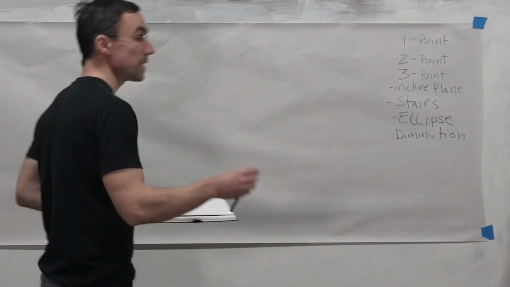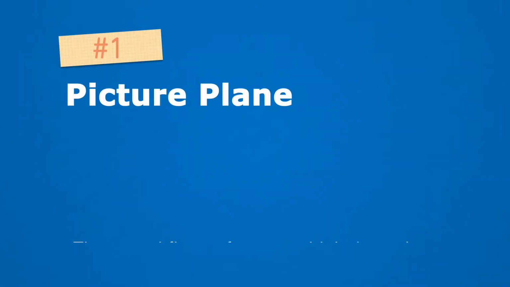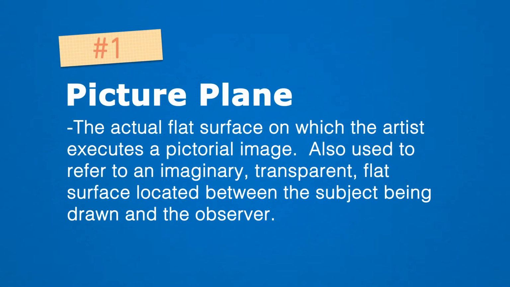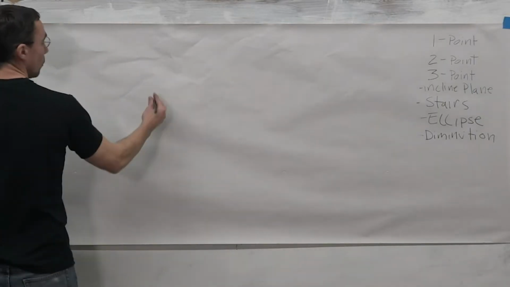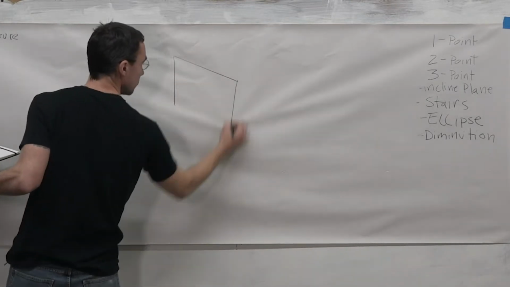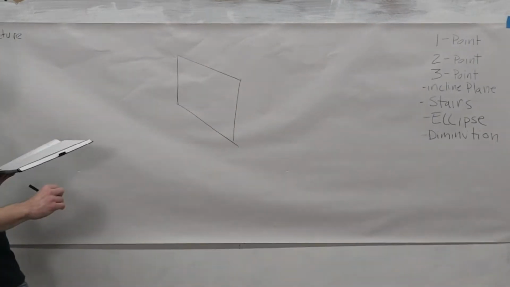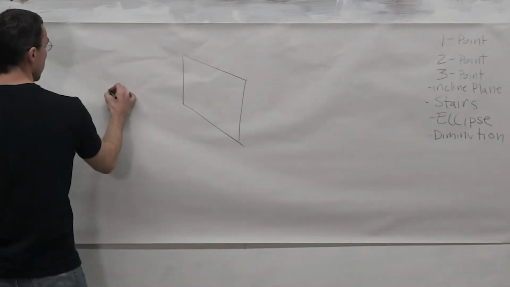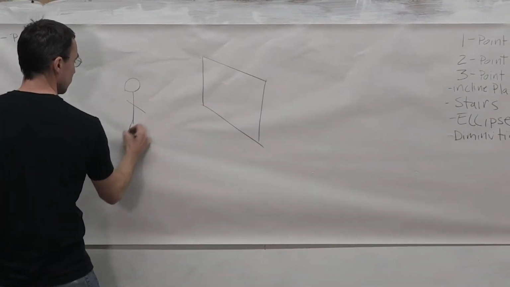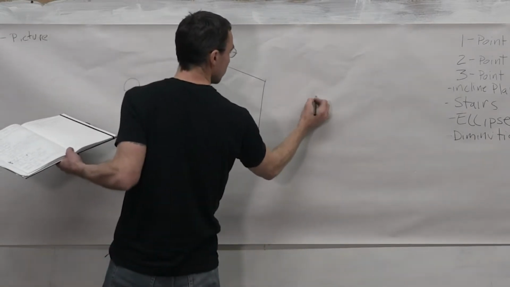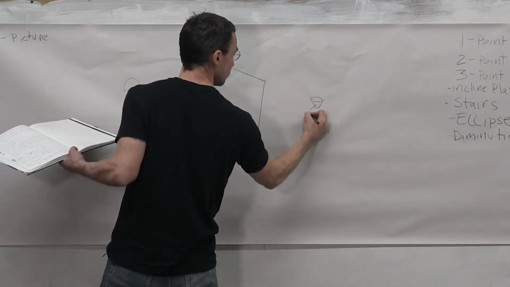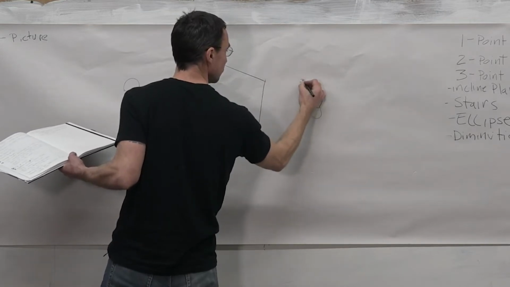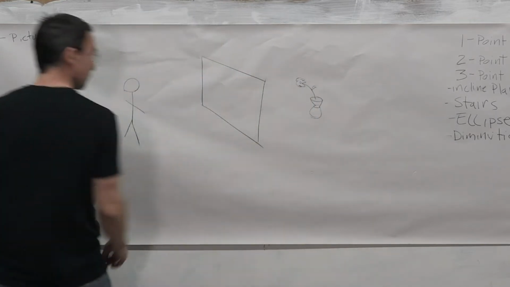One of our first terms is the picture plane. The picture plane is an imaginary plane in between the artist and the subject. That plane just is the surface of your drawing. An example of that would be if we have that surface of the drawing, and then we have the artist and the subject. Picture plane.